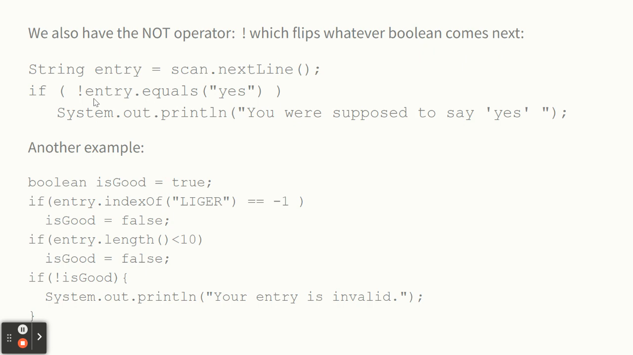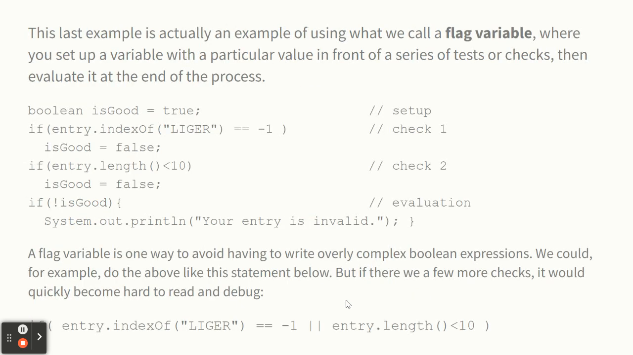Here's another example. I made a Boolean variable called is good, set it to true. And then I'm saying, hey, if entry dot index of Liger equals -1, is good is false. If entry dot length is less than 10, is good is false. And then I'm saying, hey, if it's not good, say it's not valid.